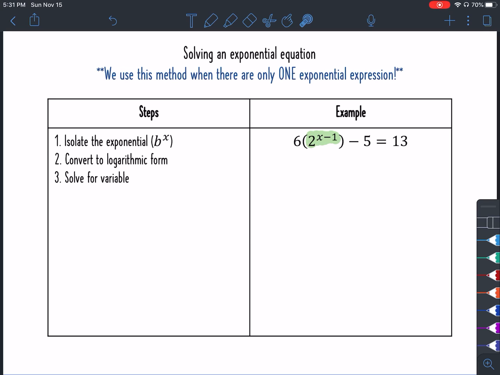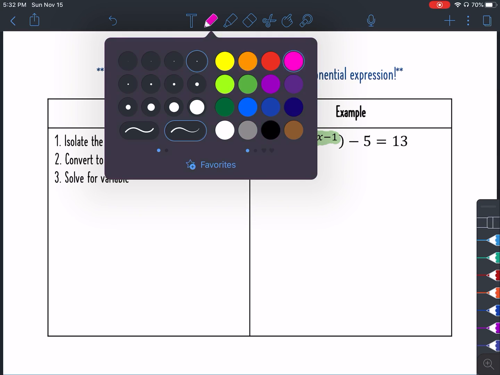The first thing we want to do is isolate the exponential. We have that exponential here, so we want to get rid of everything that is not the 2 to the x minus 1. Once we do that, we're going to put it into logarithmic form. We can't do this until it is isolated. Then we're ready to solve for the variable. That x is stuck up here in the exponent, so we have to use this logarithmic form to get it out. Let's see what that is going to look like.